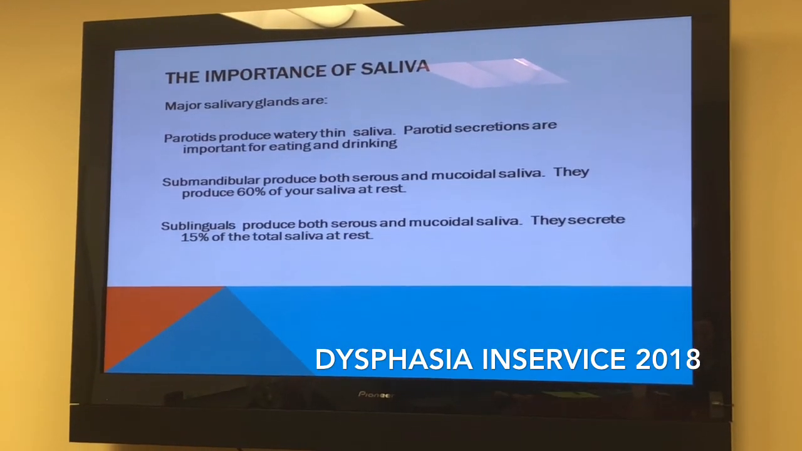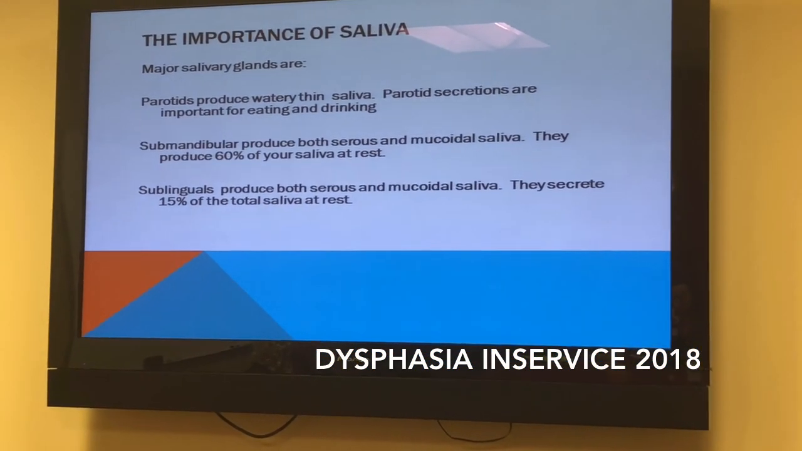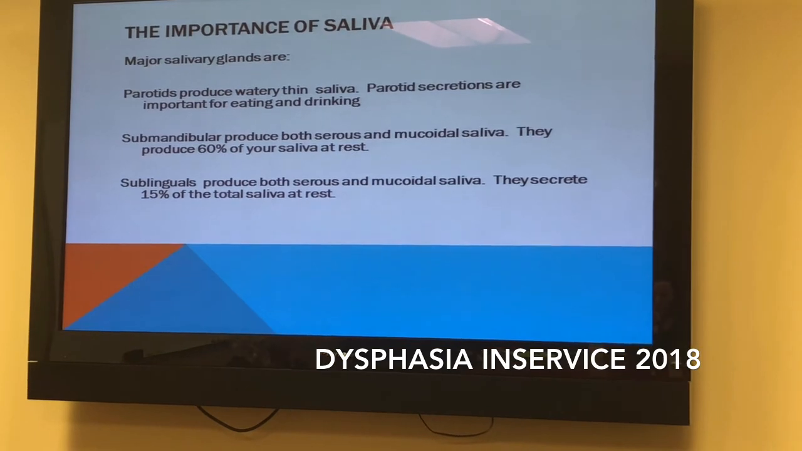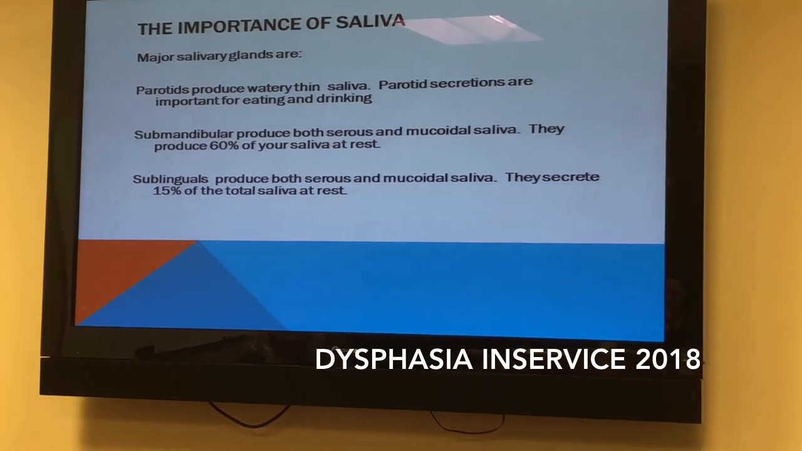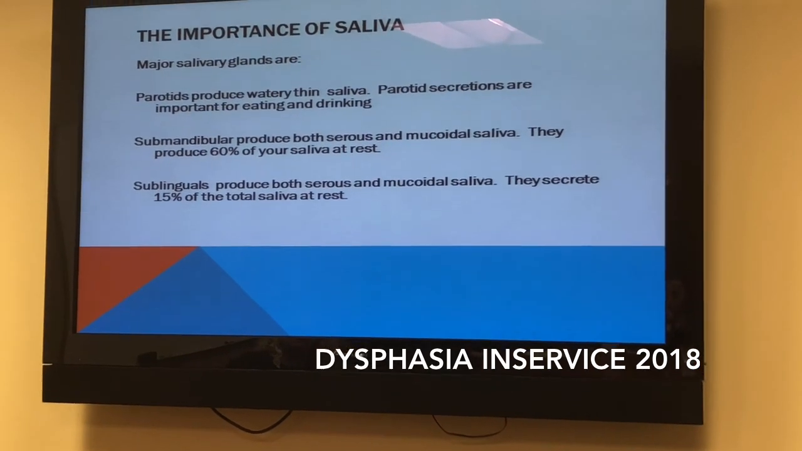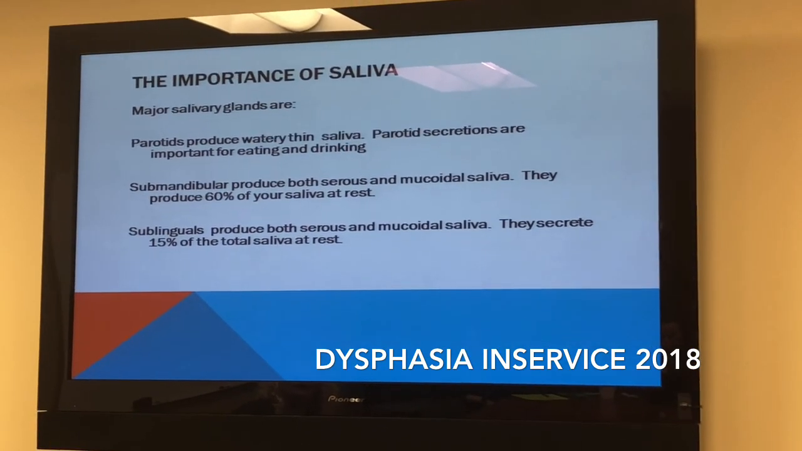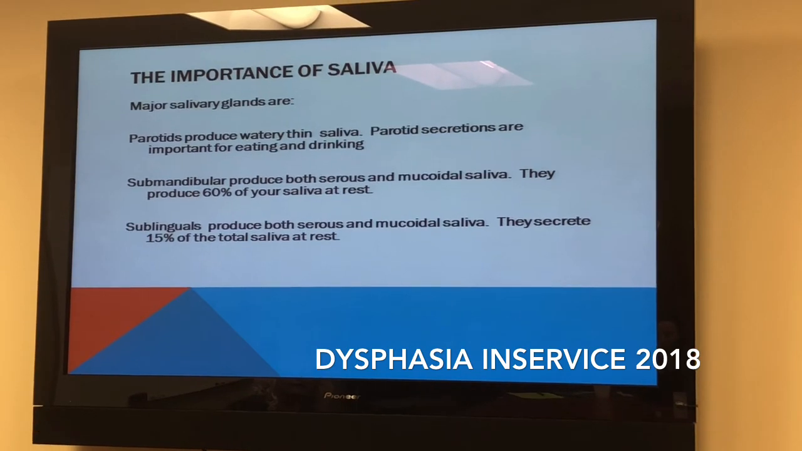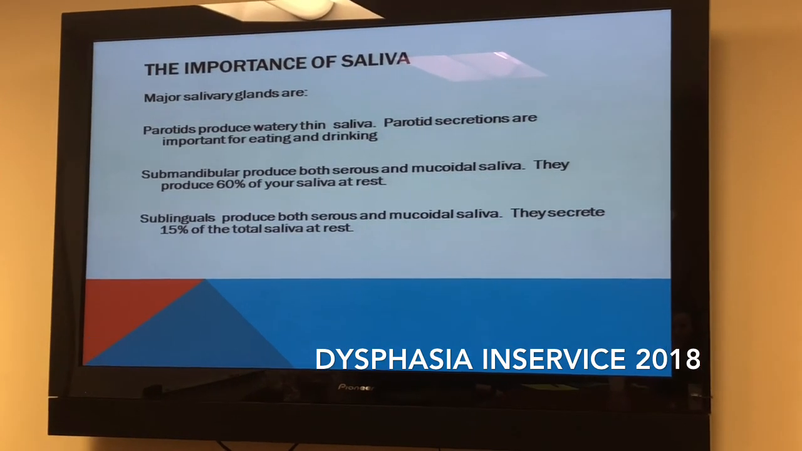I'm going to switch gears a little bit to talking about the importance of saliva. Saliva is extremely important, and as any nurse knows, people in the hospital all have dry mouths, especially if they're not eating, and they have thick secretions. The major salivary glands are the parotids, which produce watery thin saliva. They're very important for eating and drinking. The submandibular produce both serous and mucoidal saliva. The serous is thinner, the mucoidal is thicker, and they produce 60% of your saliva at rest.